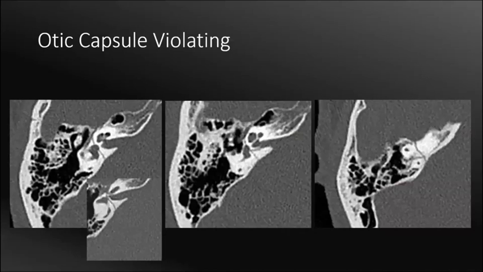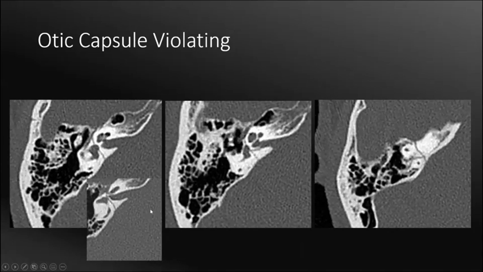Description of ossicular injury can be subluxation, frank dislocation, or fracture. Here's an example of an otic capsule violating fracture in a 40-year-old male who had facial paralysis and hearing loss. You can see that this is an otic capsule violating fracture. There's extension through the vestibule towards the facial nerve canal. There's pneumolabyrinth, which raises concern for fistula.